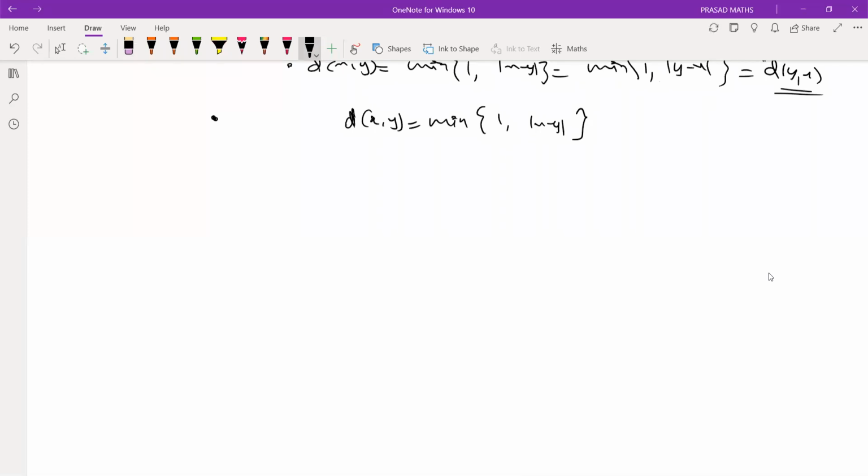Okay. The thing is that there are two possibilities. The minimum should be less than or equal to 1. The minimum should be less than or equal to mod of x minus y. Is it true? Did you accept this step? The minimum of 1 comma mod of x minus y is always less than or equal to 1 and less than or equal to mod of x minus y. Did you accept this step?